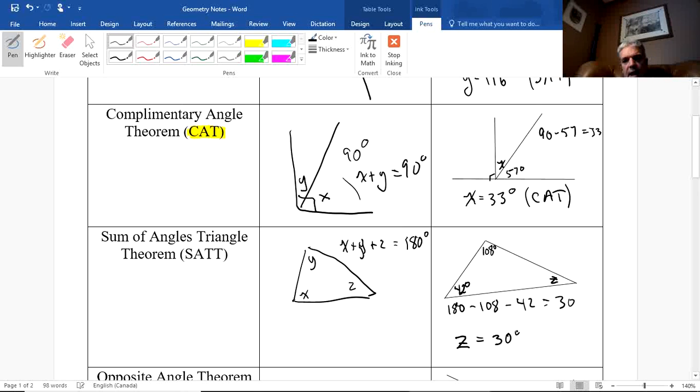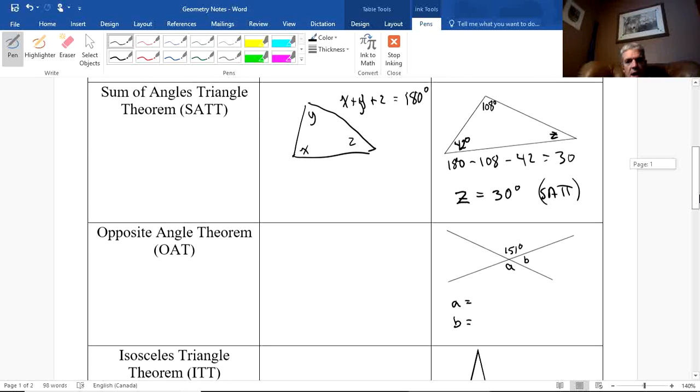And the theorem is called the sum of the angles of a triangle theorem, and it's SATT, not to be confused with SAT, which is supplementary angle theorem. So you have to have that extra T in there to be getting the correct mark for saying the correct theorem, okay? All right, so we'll move down and we'll look at what's called the opposite angle theorem.